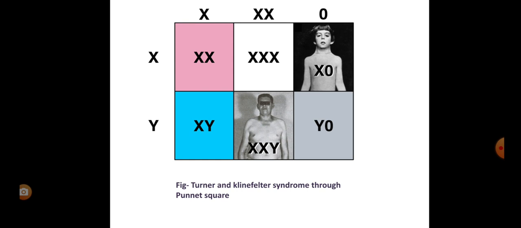Next is X0, which is a female, but with one X chromosome less, and that causes Turner syndrome. The next one is when the Y bearing sperm is fertilized with the egg cell containing 2 X chromosomes. It forms XXY, that means one extra X chromosome, and it forms Klinefelter syndrome. And when the Y bearing sperm is fertilized with the egg cell which has no sex chromosome, it is non-viable, or this type of embryo will not form. Okay.